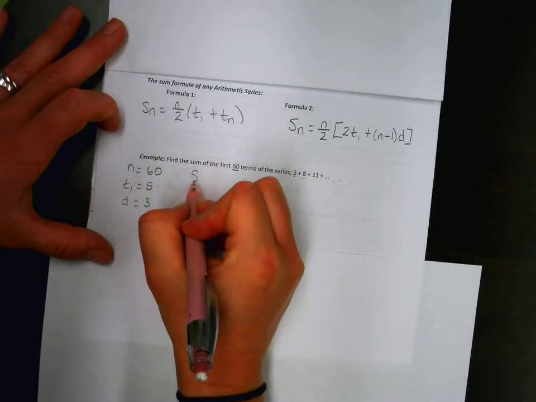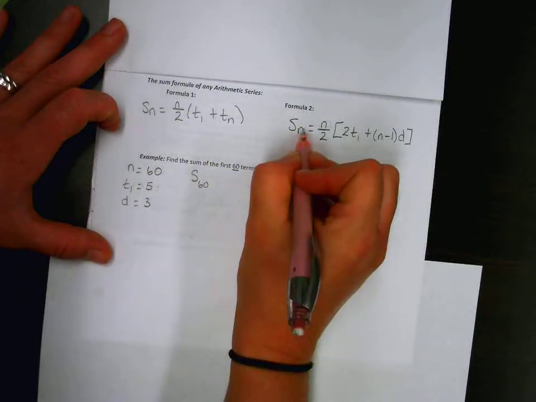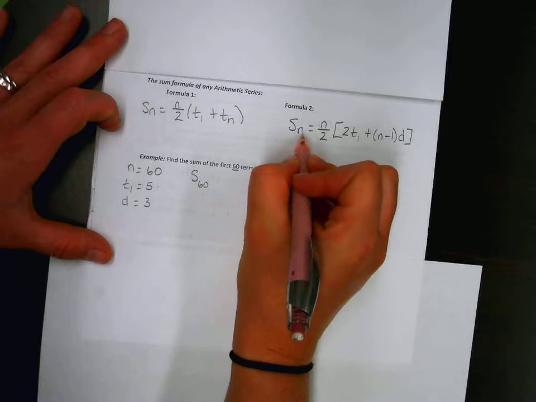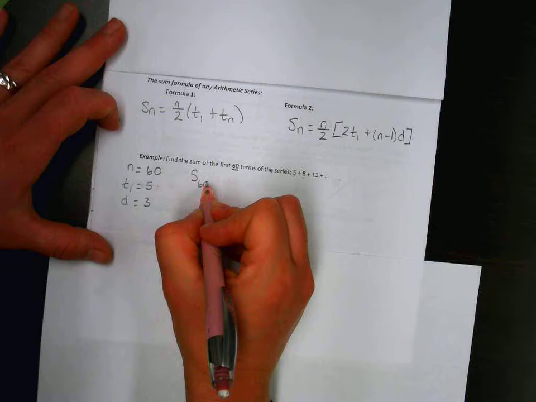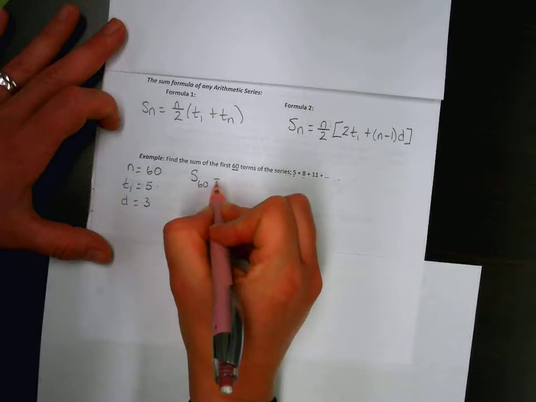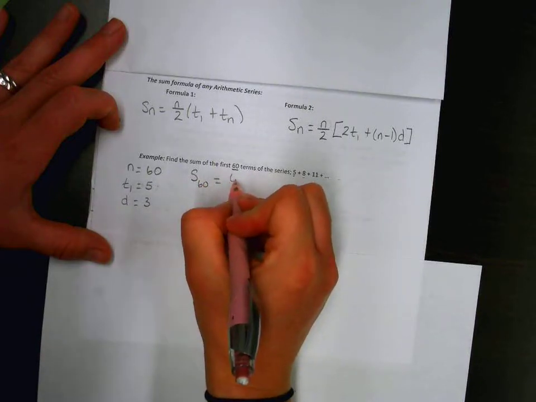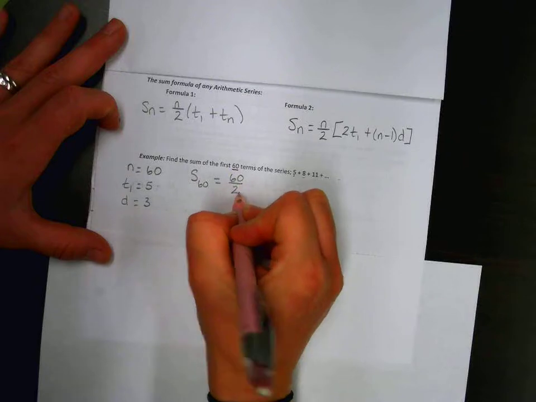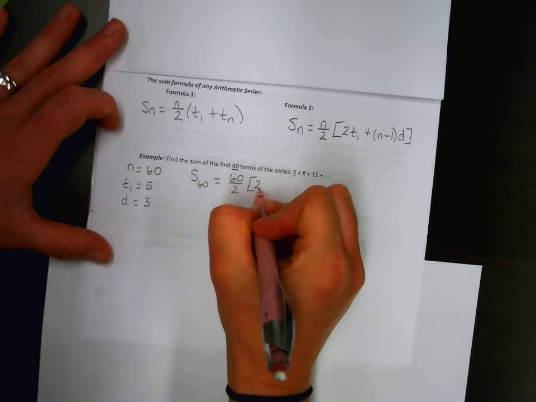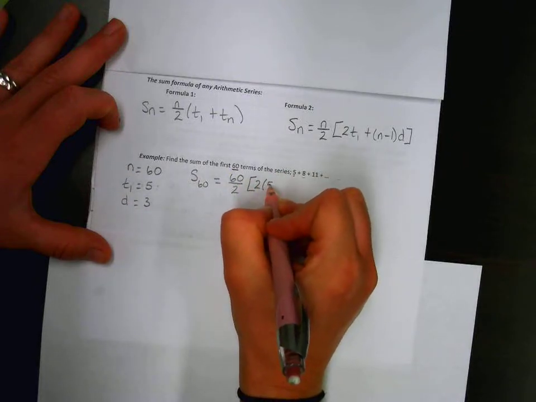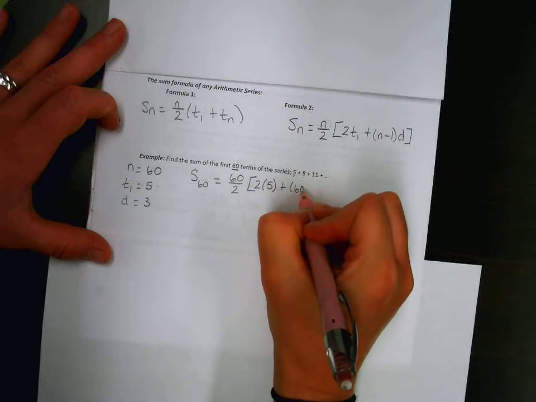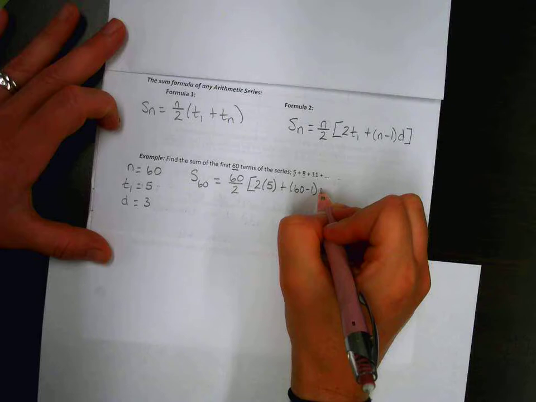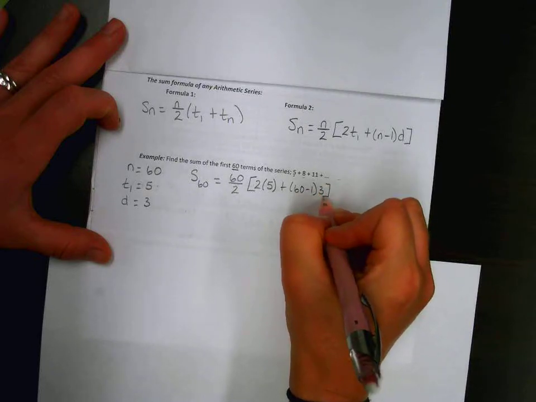I'm finding the sum of 60. S subscript 60. Remember, this is just a subscript. We're not multiplying these two values. It's just telling us we're finding the sum of the first 60 terms. This is going to be equal to 60, which is my n value, divided by 2, times 2 times my first term, which is 5, plus 60 minus 1 times my common difference, which is 3.